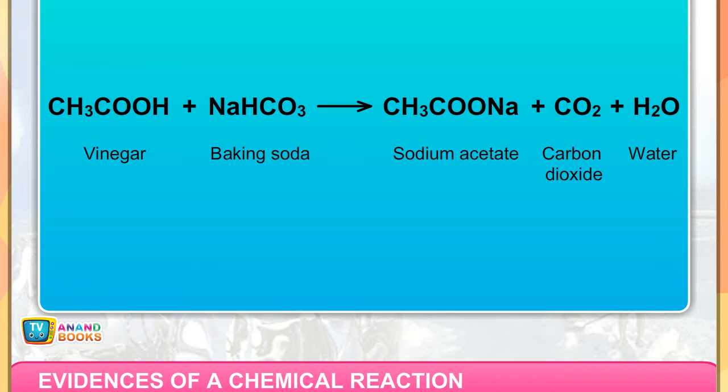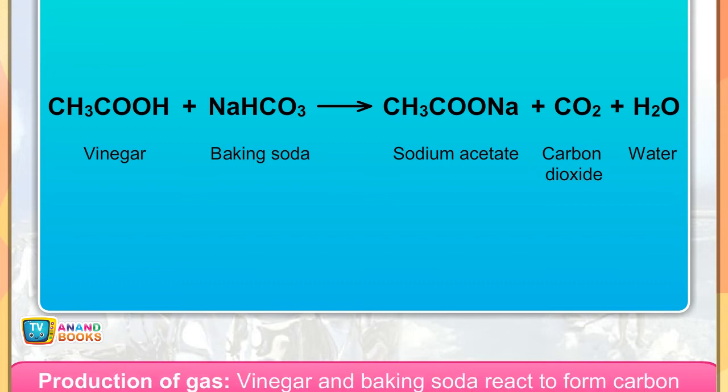Evidences of a chemical reaction. Production of gas. Vinegar and baking soda react to form carbon dioxide gas. CH3COOH vinegar plus NaHCO3 baking soda gives CH3COONa sodium acetate plus CO2 carbon dioxide plus H2O water.